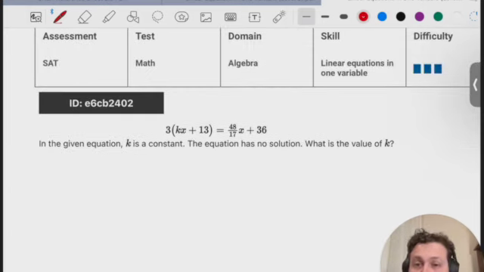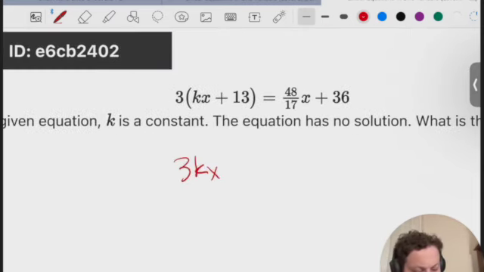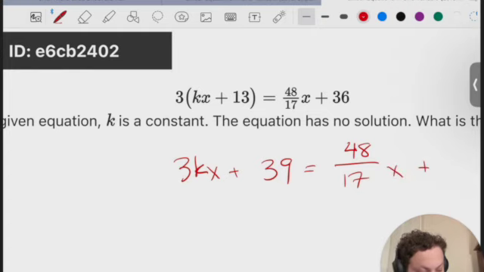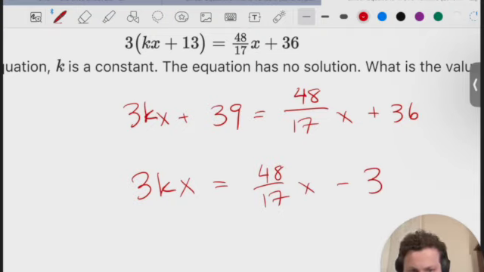All right. In the given equation, k is a constant, and the equation has no solutions. What is the value of k? All right, let's distribute. 3kx plus 39 equals 48 over 17x plus 36, which equals 48 over 17x minus 3. Cool. Okay, let's see.